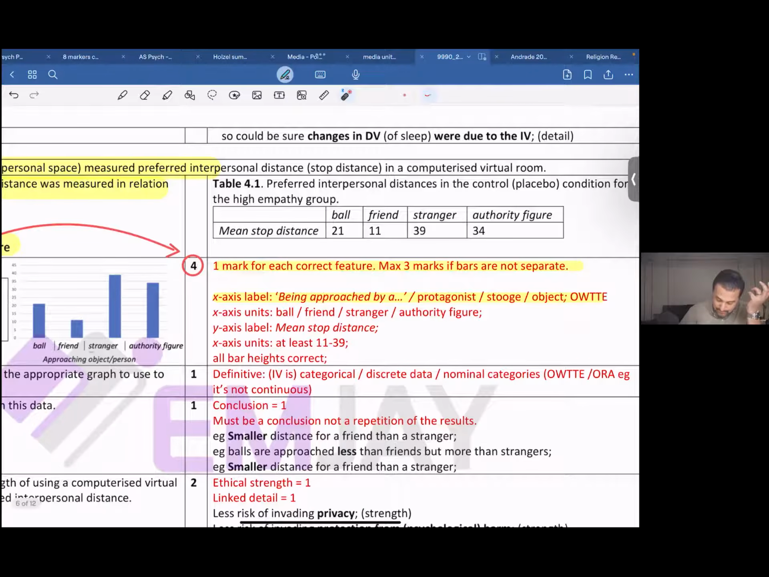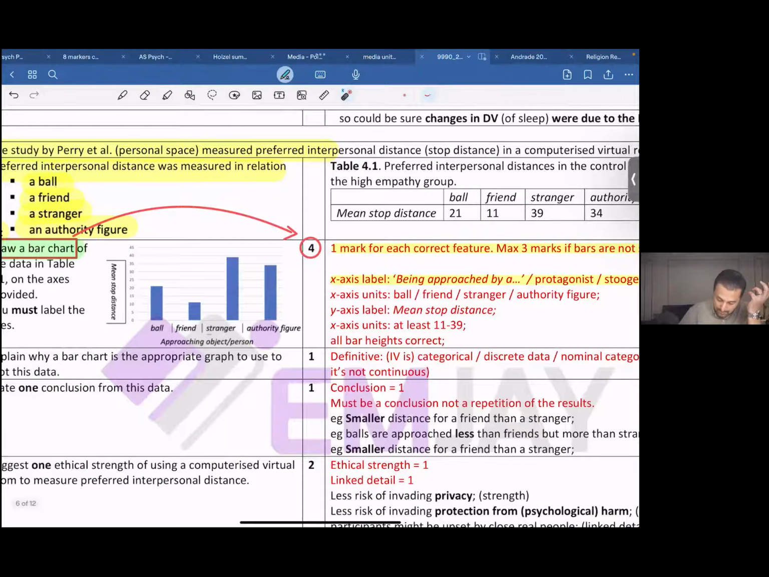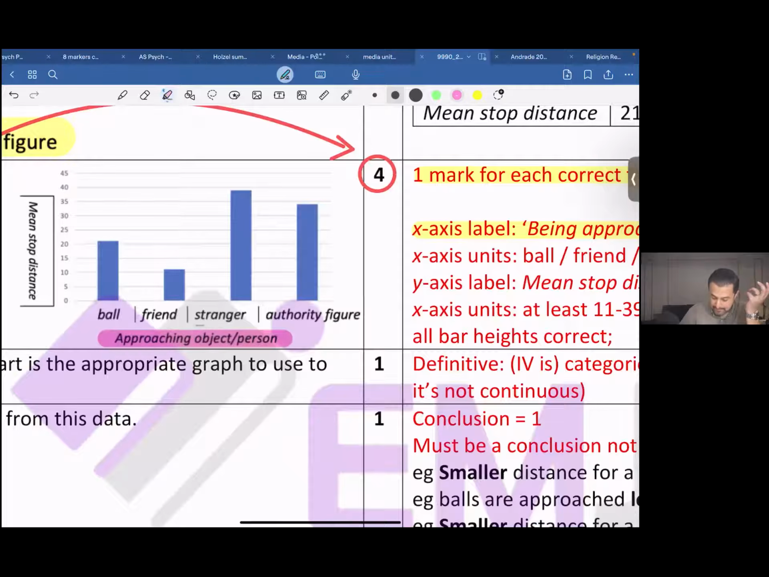So you simply write this, you get a mark. I'm highlighting this one in pink, right? You label the x-axis, you get 1 mark. You get the second mark for labeling the y-axis over here.